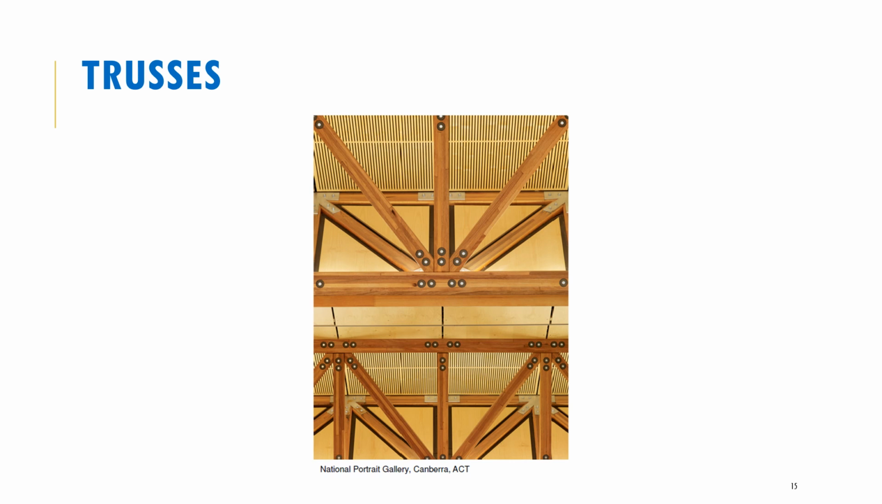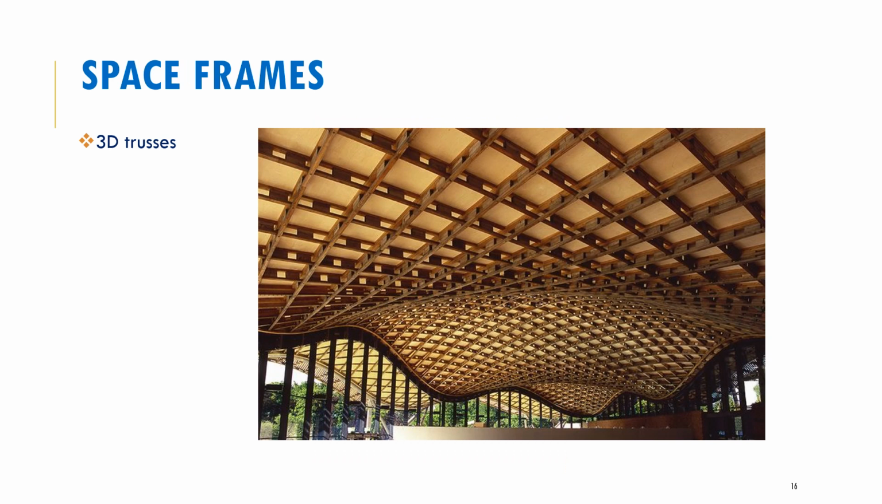A third use, of course, is for trusses. You can see an example of a roof truss over here from the National Portrait Gallery in Canberra. So connections, you can see them over here. Timber connections are easy to form as well, easy to size. Fourth application, space frames. That's an example of a roofing space frame. Again, there's a heavy reliance on different connections between the various components forming that space frame.